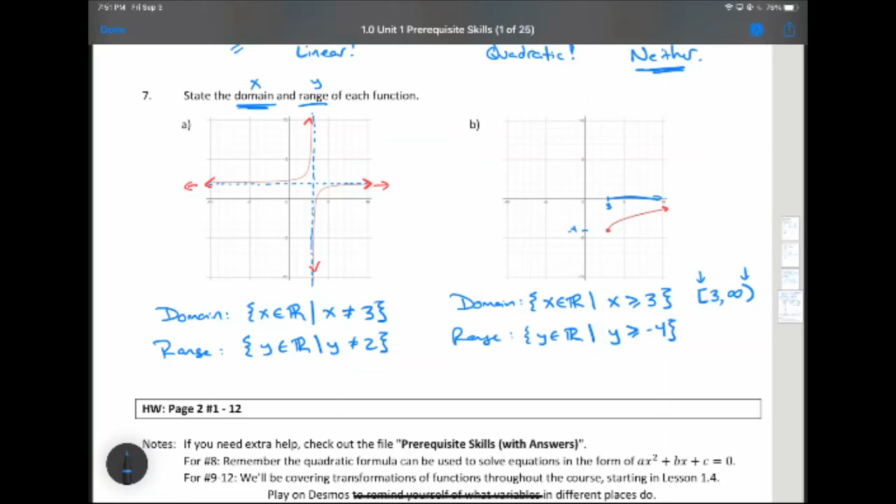If this had been x is strictly bigger than 3, then we would have had a round bracket on there. But because it's greater than or equal to 3, we don't. And likewise, y goes from -4 up to positive infinity. So that's how we could write it.